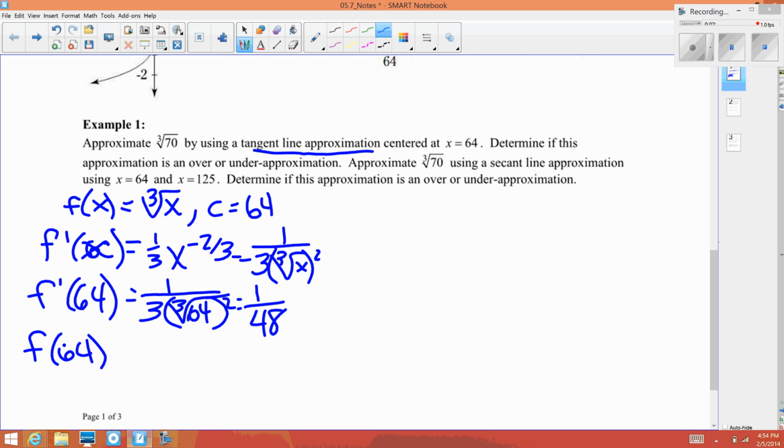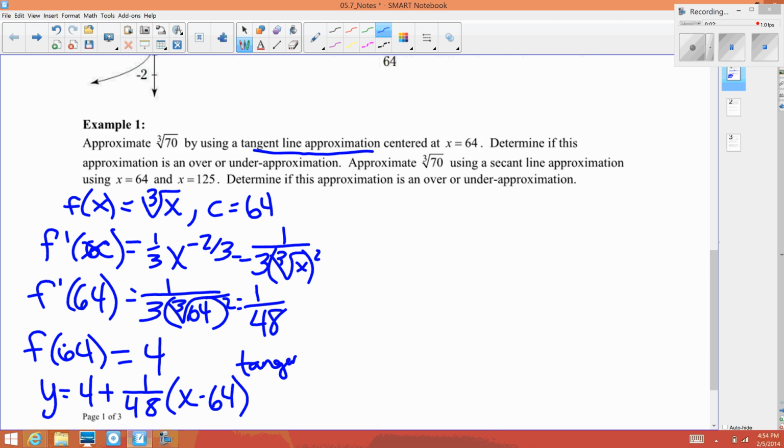Now let's find the point. If we plug in 64, what's the cube root of 64? Hopefully you know that. It's just 4. So now we pull those together and get our equation. y equals 4 plus 1 over 48 times x minus 64. That's our tangent line. In case you're wondering, we're going to call that L of x, for the linearization of this function.